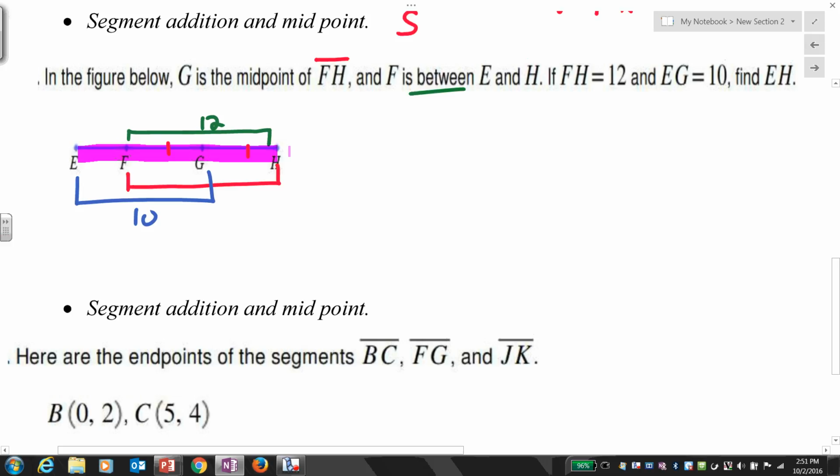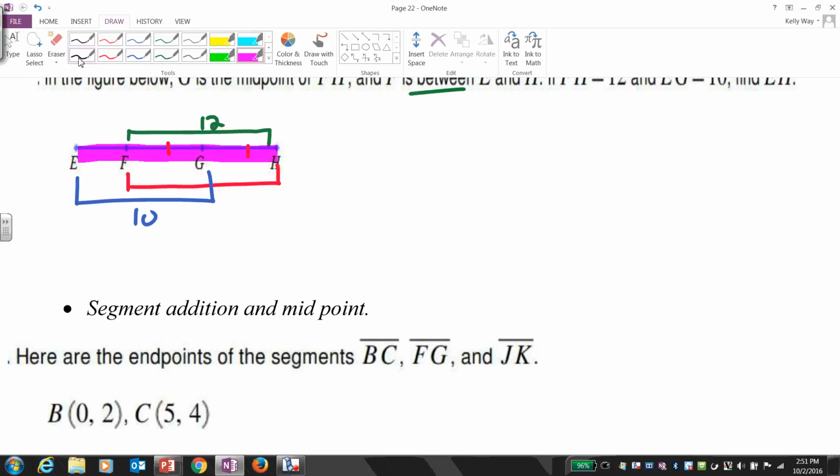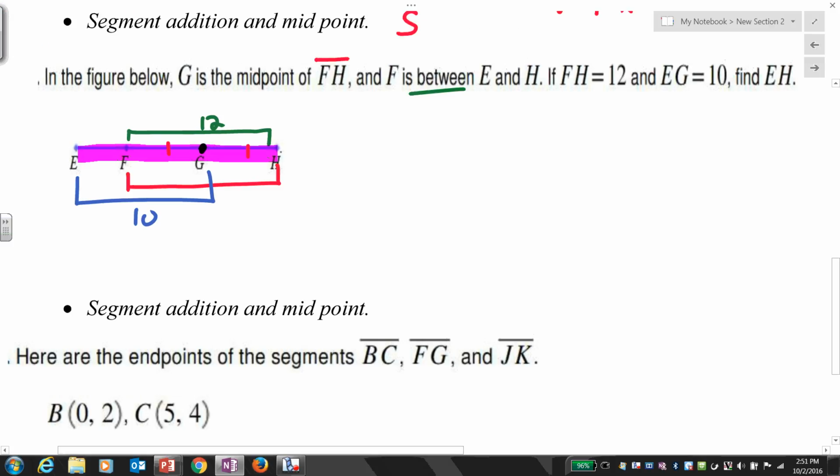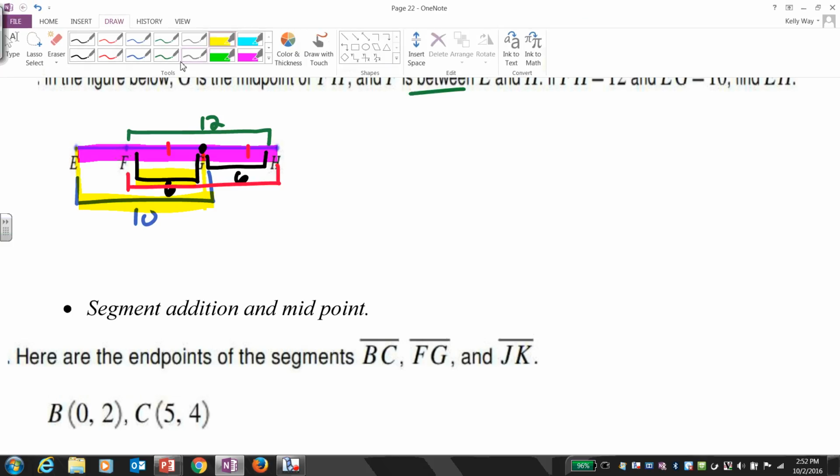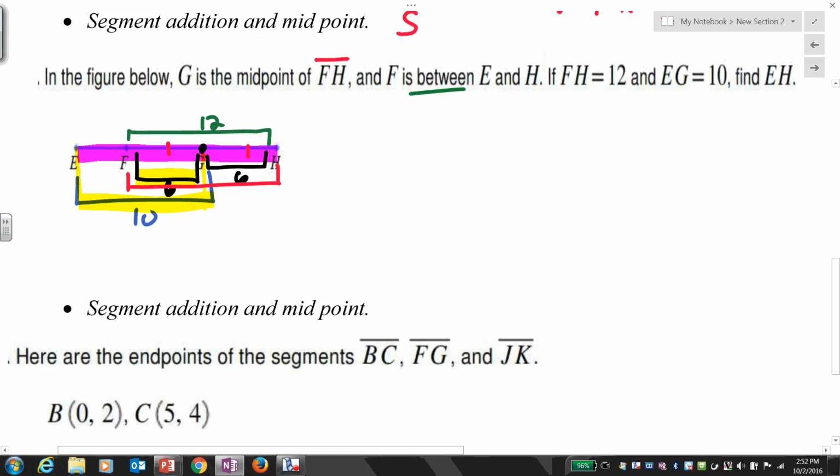Now, rather than focus on the pink, which you're trying to find, simply ask yourself, what is possible, or what can you do? What's the simplest thing you can find? Well, we know there's a midpoint here, so we know from G to H is 6, and from there to there is 6. Then you ask yourself, what else can I find? Well, if you put your fingers there to there, that is 10. And from here to here is 6. That means, from there to there, 6 from 10, that's 4.